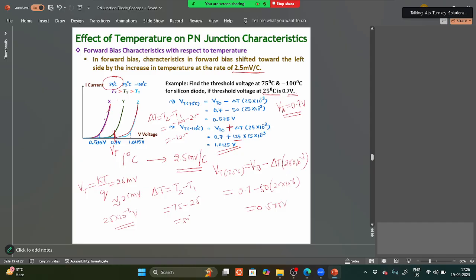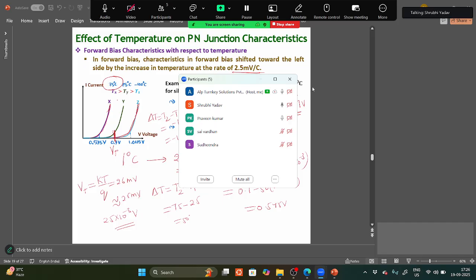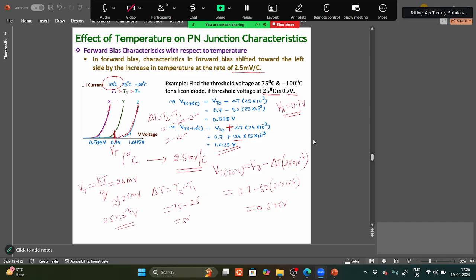If you increase the temperature, the curve will be shifted towards left. And if you decrease the temperature, the curve will be shifted towards right. So this is the effect of temperature in a PN junction diode in forward bias condition. Is it fine? Did you understand? Give response. Anyone? Yes, sir. Okay, so this is the effect of temperature.